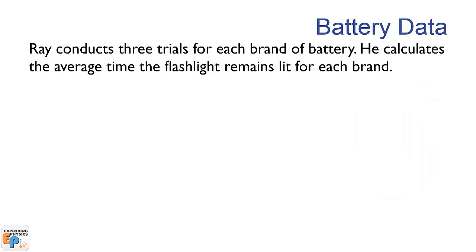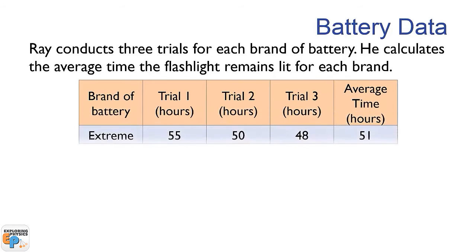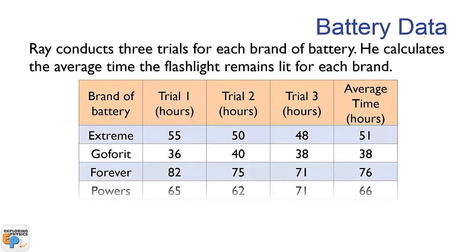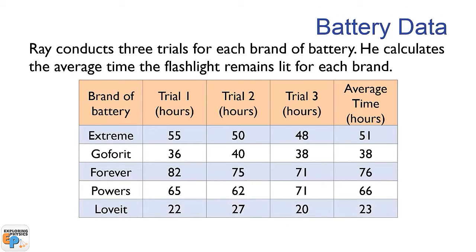He conducts 3 trials for each brand of battery and he calculates the average time that the flashlight remains lit for each brand. For the extreme brand, in the first trial the bulb remains lit for 55 hours, 50 hours for the second trial and 48 hours for the third trial, giving him an average time of 51 hours. He conducts the same experiment for the other 4 brands and calculates the average time for each brand.